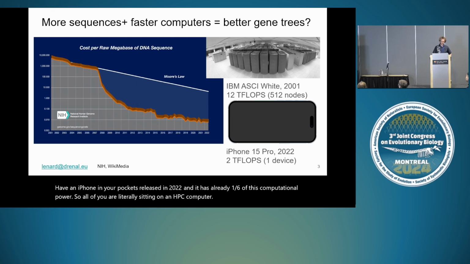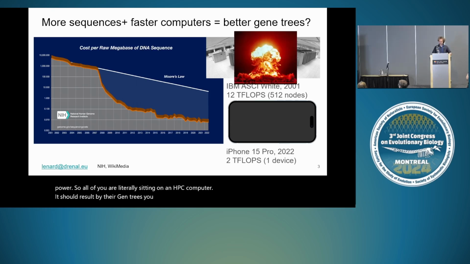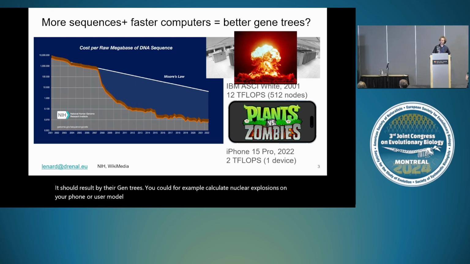It should result in better gene trees. You could, for example, calculate nuclear explosions on your phone, yet you probably play Plants vs. Zombies. But the problem is not just you, not just human error.